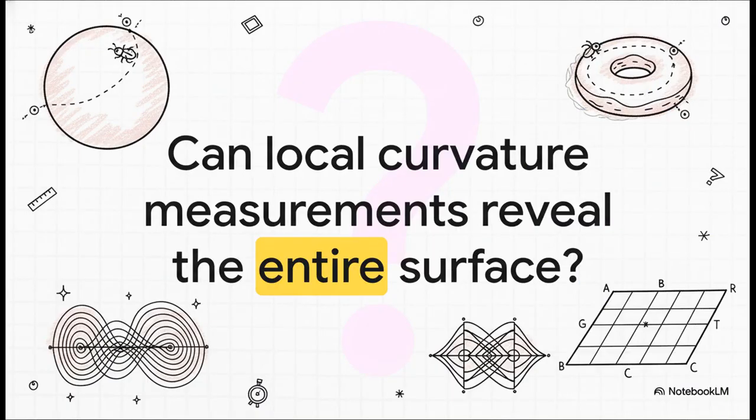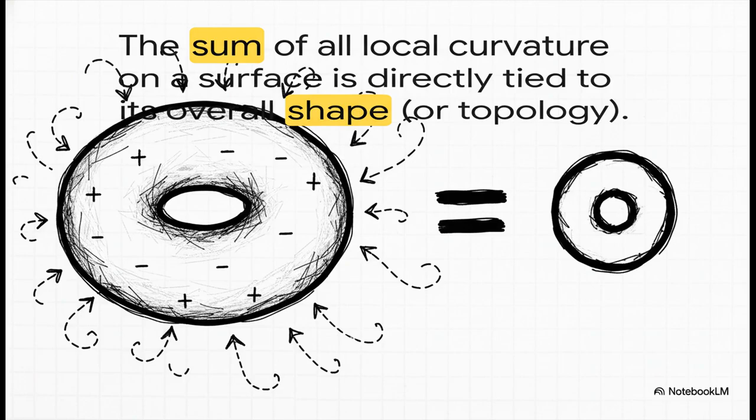Let's go back to that tiny bug. If you, as the bug, walked all over your world, measuring the Gaussian curvature at every single step, could you piece together enough clues to figure out the overall shape of your universe without ever leaving it? Could you tell if you were living on a sphere or maybe on a donut? The answer is a resounding yes, and it's all thanks to the incredible Gauss-Bonnet theorem.